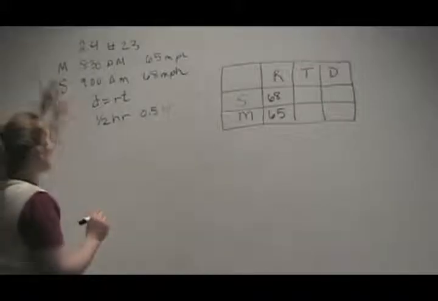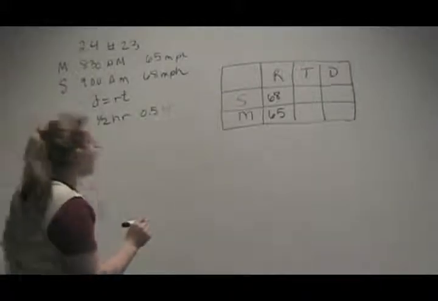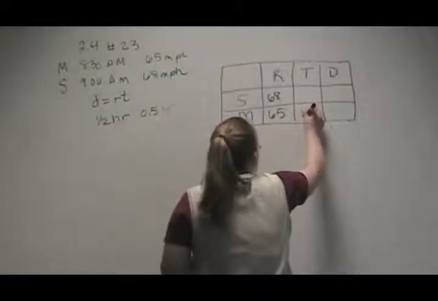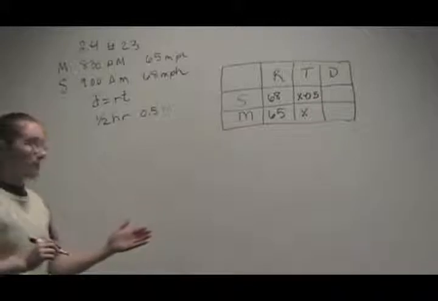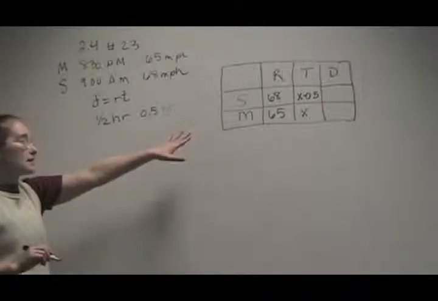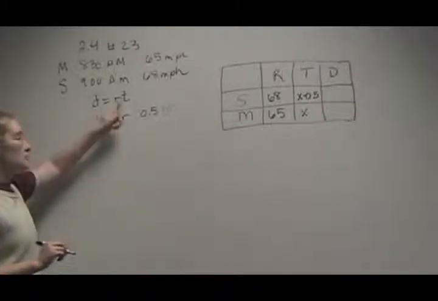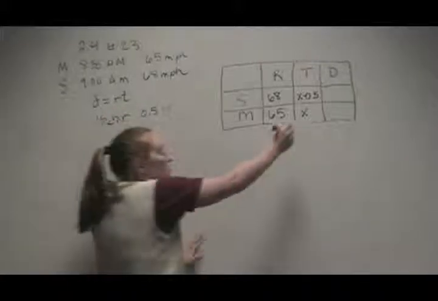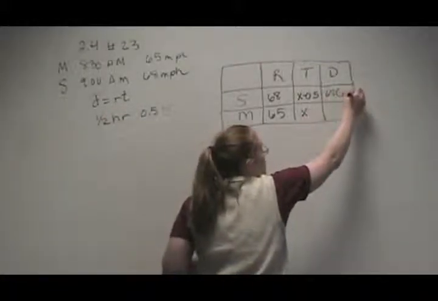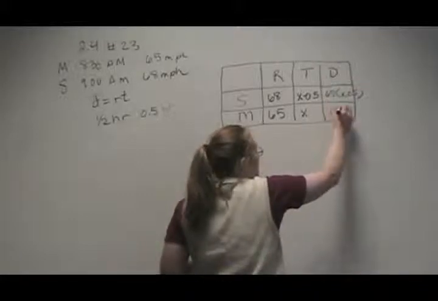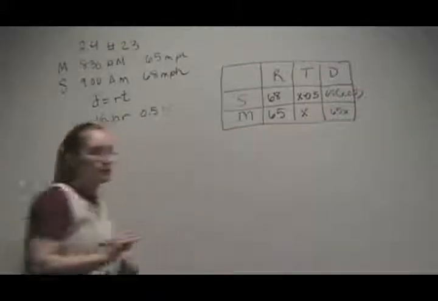So this means if we start with Mulder's time as x, so Mulder left at x, Scully was driving a half an hour less, x minus 0.5. Now what does that mean distance is? Distance is rate times time. So Scully's distance is just these 2 numbers times each other, and the same with Mulder's.